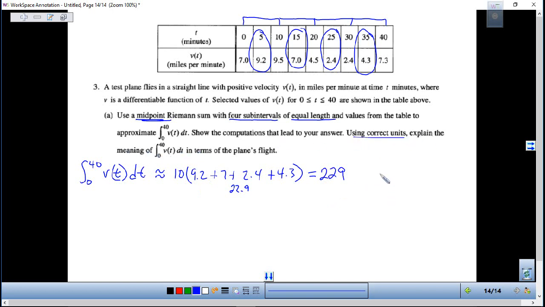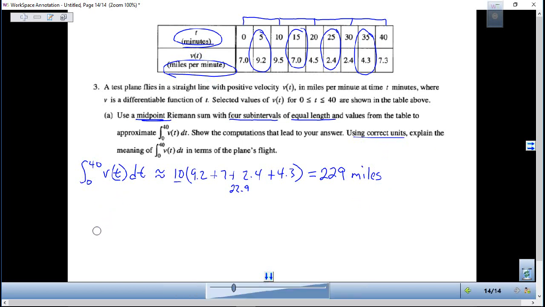But I'm going to put units here, but I want to find out what they are. Well, where'd the 10 come from? The 10 came from this top up here, which is minutes. And we multiplied that times these values, which are miles per minute. Well, what happens when we multiply minutes times miles per minute? Well, the minutes are going to cancel out, and we're going to be left with miles. Now, that should give you kind of a hint of what this value we just found represents.